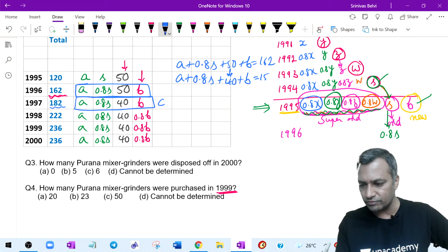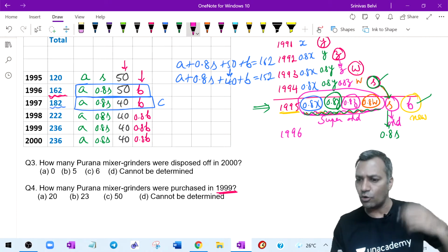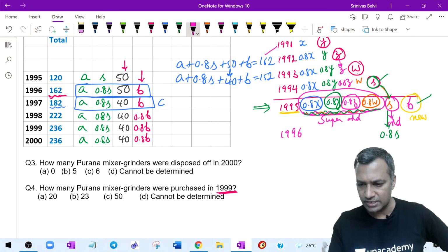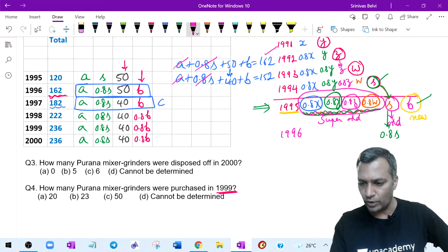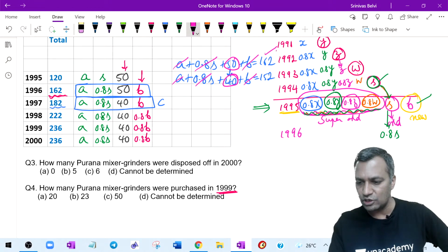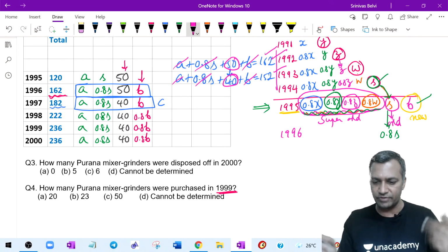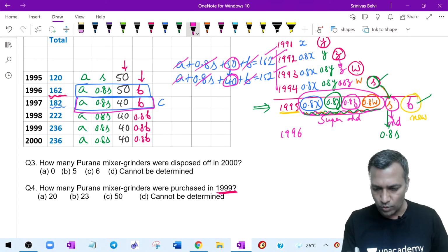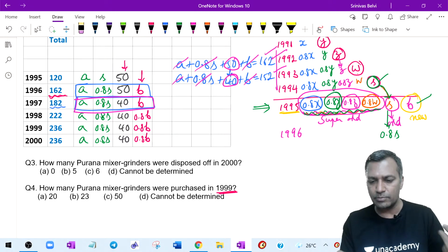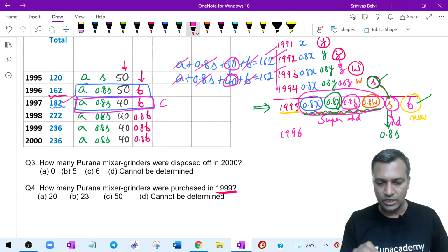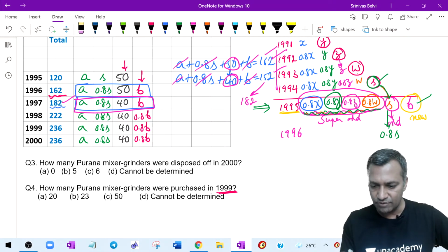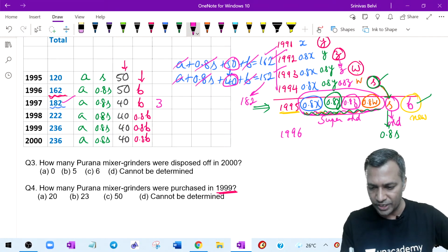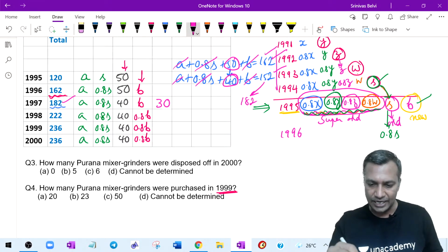Therefore, what will be the value of this? 152. You may ask, how do you know, sir, 152? Simple. If this is 162, everything remained the same. A remained A here, 0.8S remained 0.8S here, B remained B here. This 50 changed to 40. Therefore, the value 162 will change to 152. So if this box is 152, what will be the value of C here, so that the total becomes 182? 152 should become 182. Therefore, I know that this particular value is going to be 30. I know this was 50.